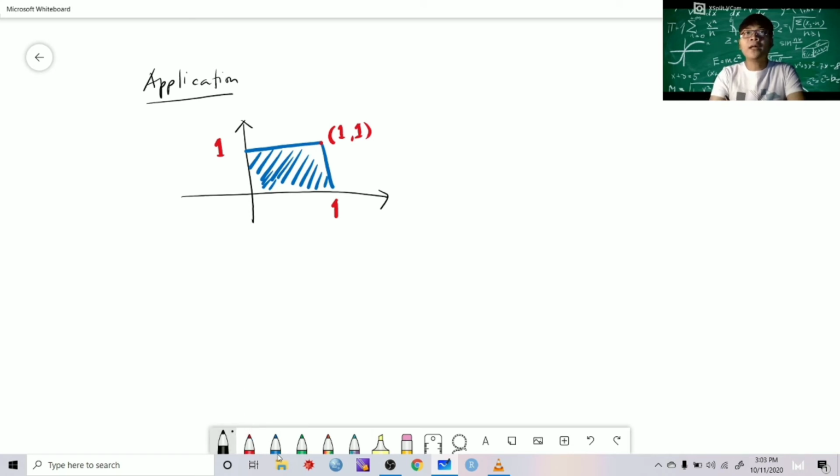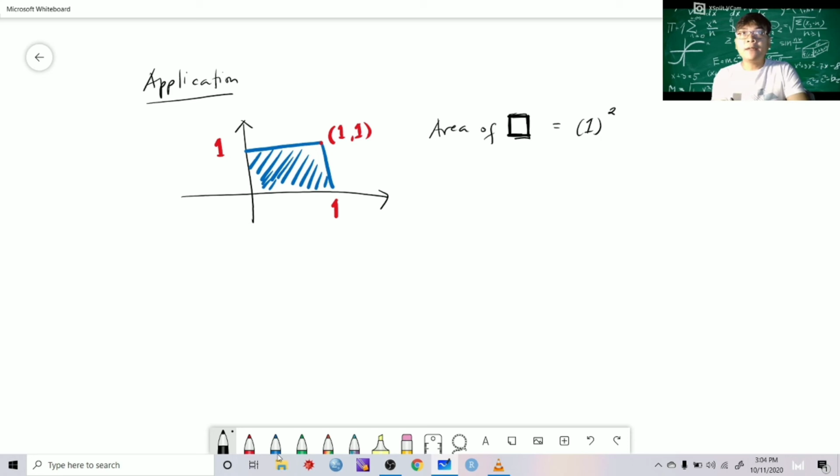So we have here a square that has an area 1. Now we know that the area of a square is equal to the length of the side squared. So we have simply 1 and then square.